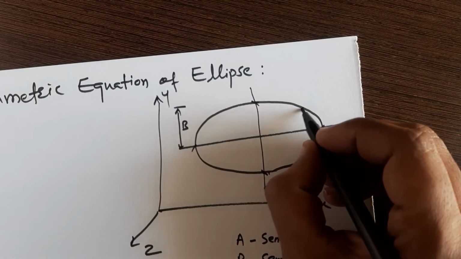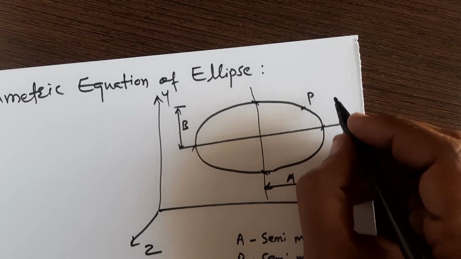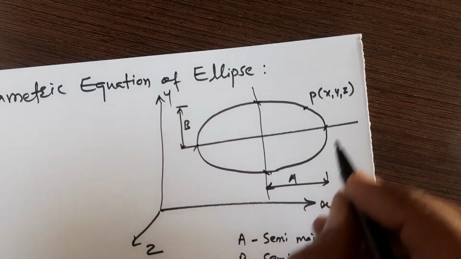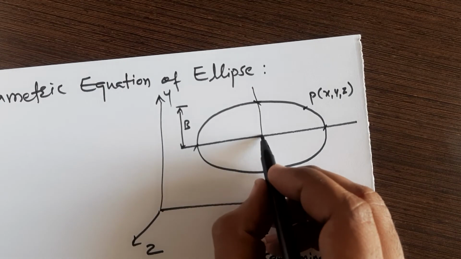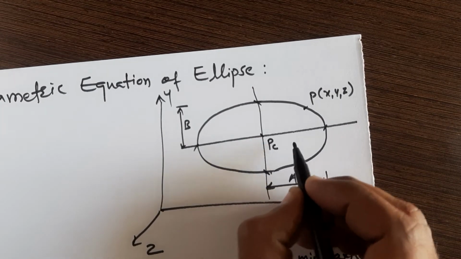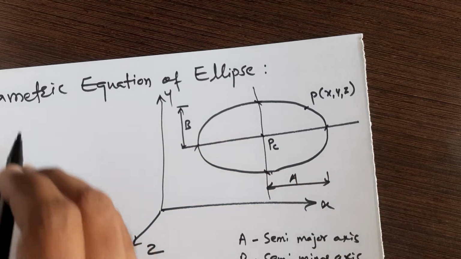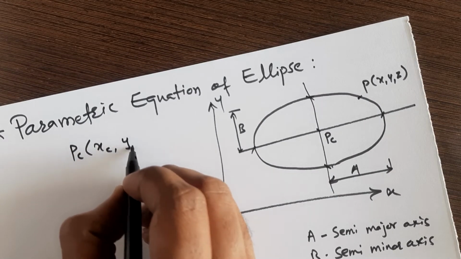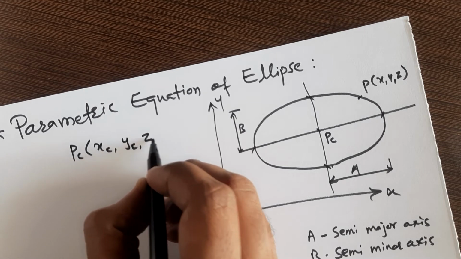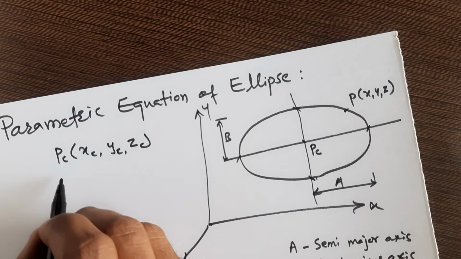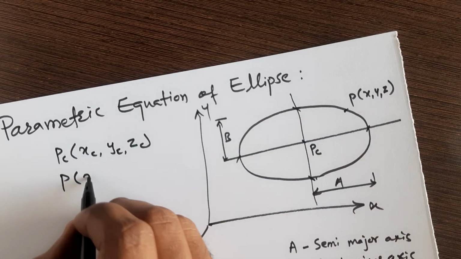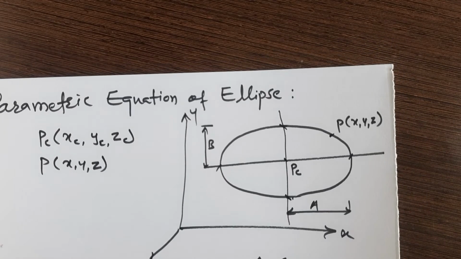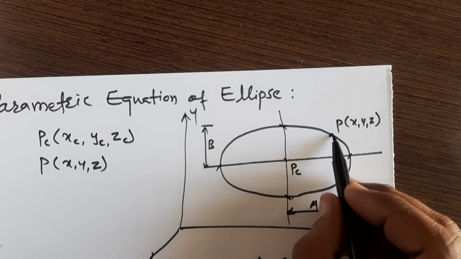Now let us assume here a point P, having coordinates x, y, z. And here this is the center point PC. So PC is having coordinates xc, yc, zc. Okay, so this is the center point, and this P is having coordinates x, y, z. Now we want to find the coordinates of P.